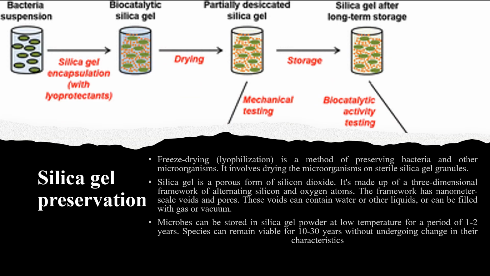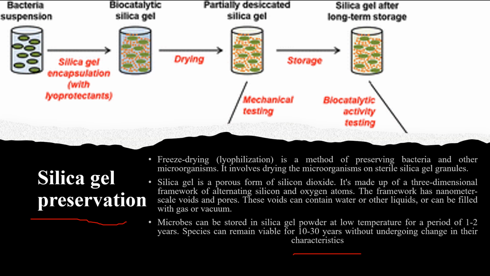The third technique in advanced microbial cell preservation is silica gel preservation. By this technique, we can also preserve some microorganisms, or we can say fungal spores or spore producing microorganisms, for up to 30 years without any changes or mutation in the microbial species.